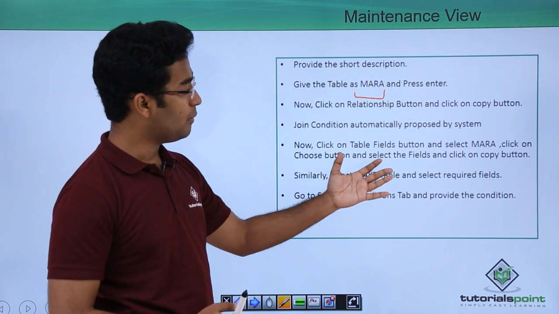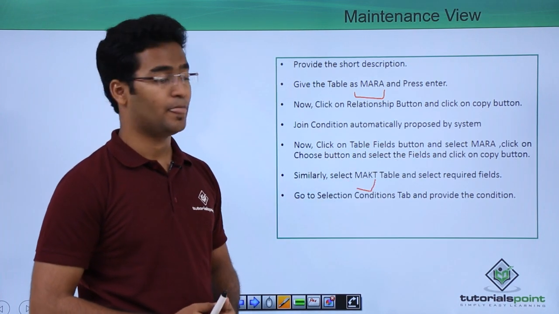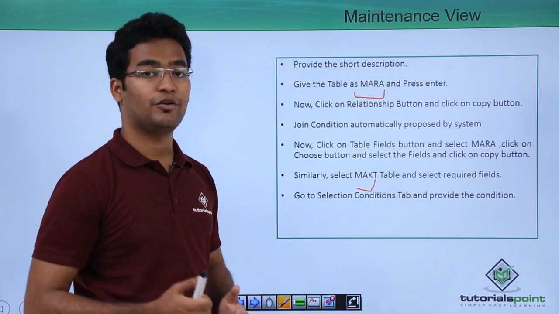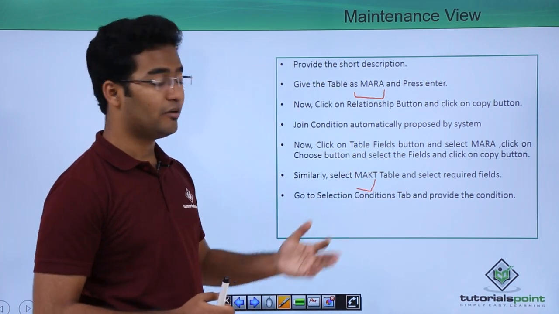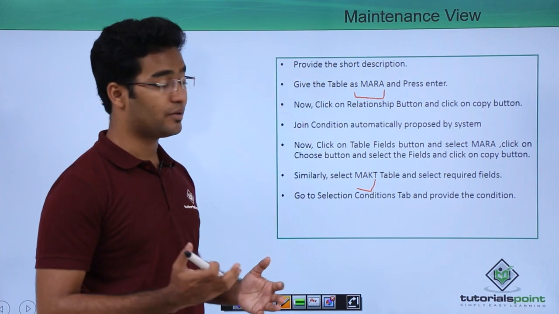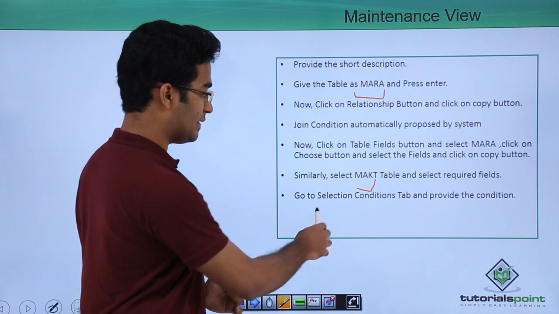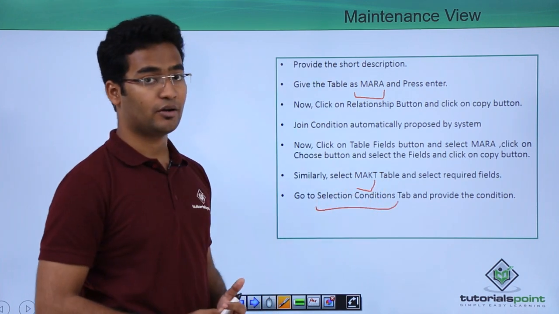Then we click on the Table Fields button and select MARA. Then we click the Choose button, select all the fields, and at the last click on the copy button. Similarly we do this for the MAKT table and select our required fields. Then there is another tab, the selection condition tab, where we provide our conditions.